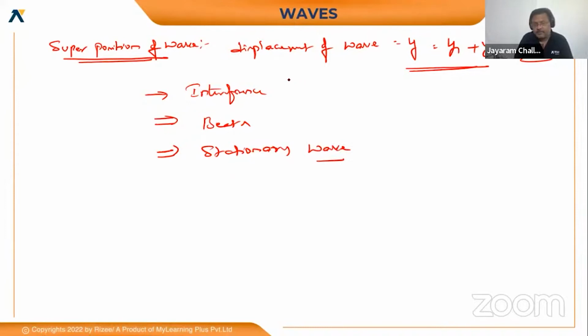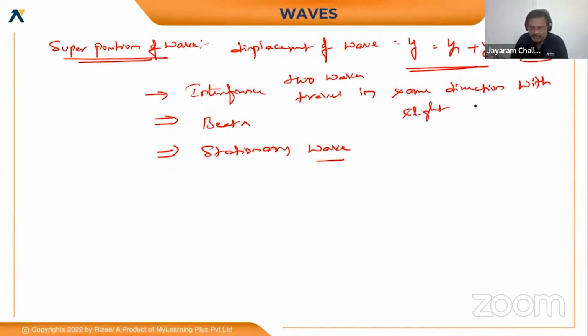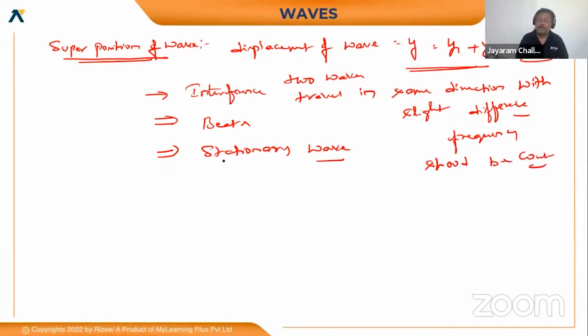For interference, two waves travel in the same direction with a slight difference in phase, but the frequency has to be constant. Frequency should be constant, or else. Basically, beats and these will come next.